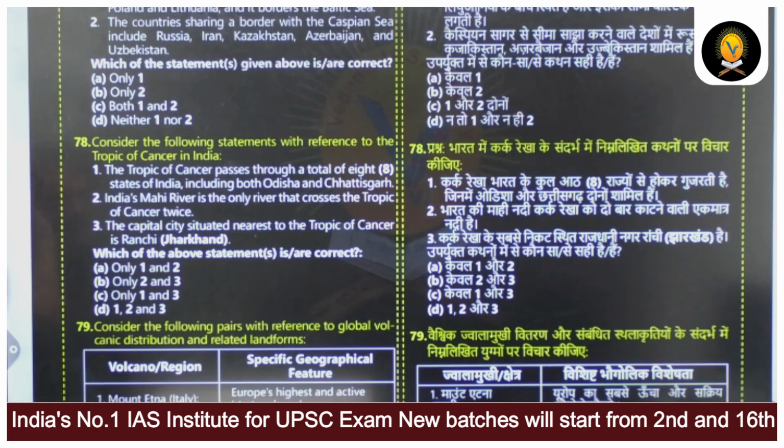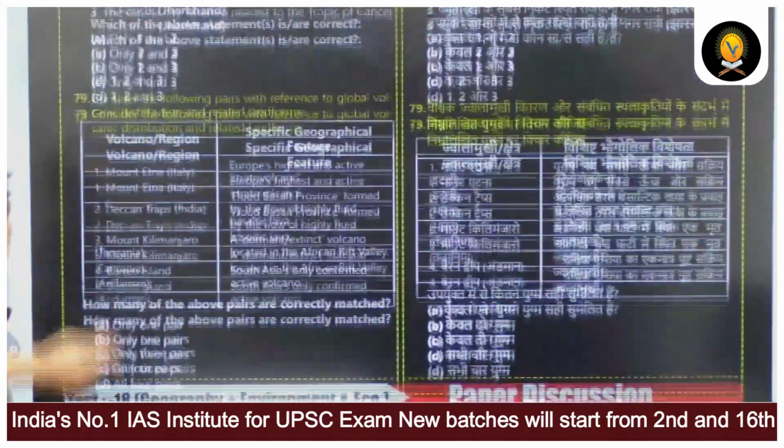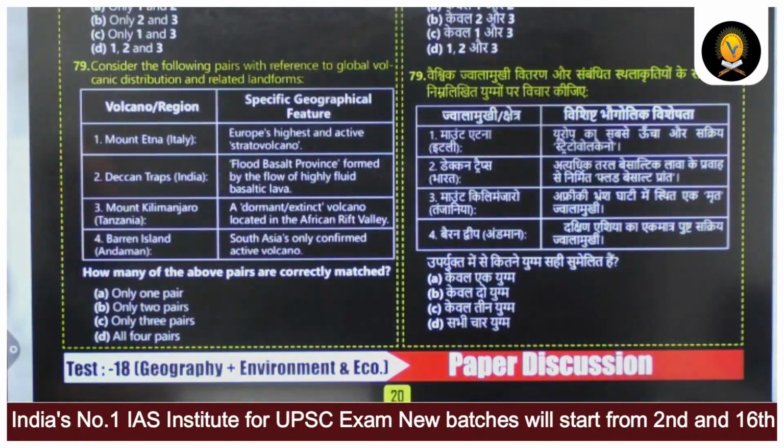India's Mahi river is the only river that crosses the Tropic of Cancer twice. Correct. The capital city situated nearest to the Tropic of Cancer is Ranchi. Yes. So, in 78, 2 and 3 are correct, not 1. Now, volcanic regions of the world and a specific geographical feature.